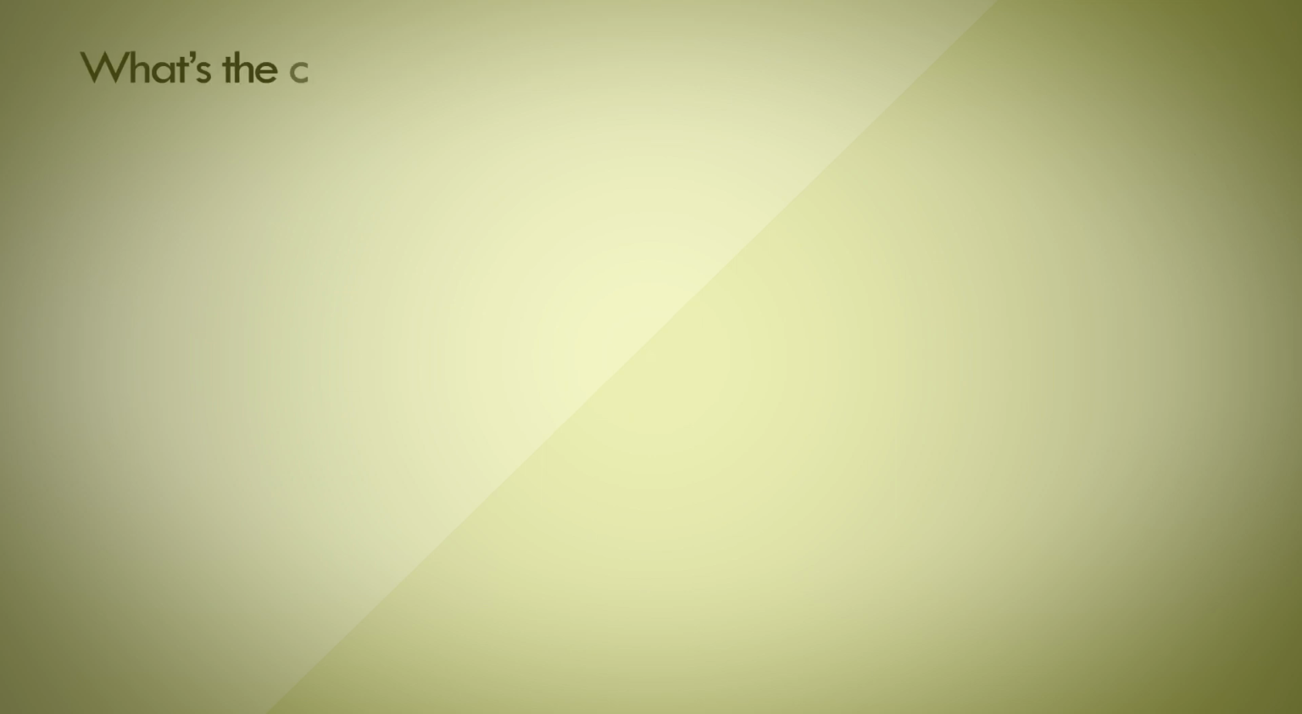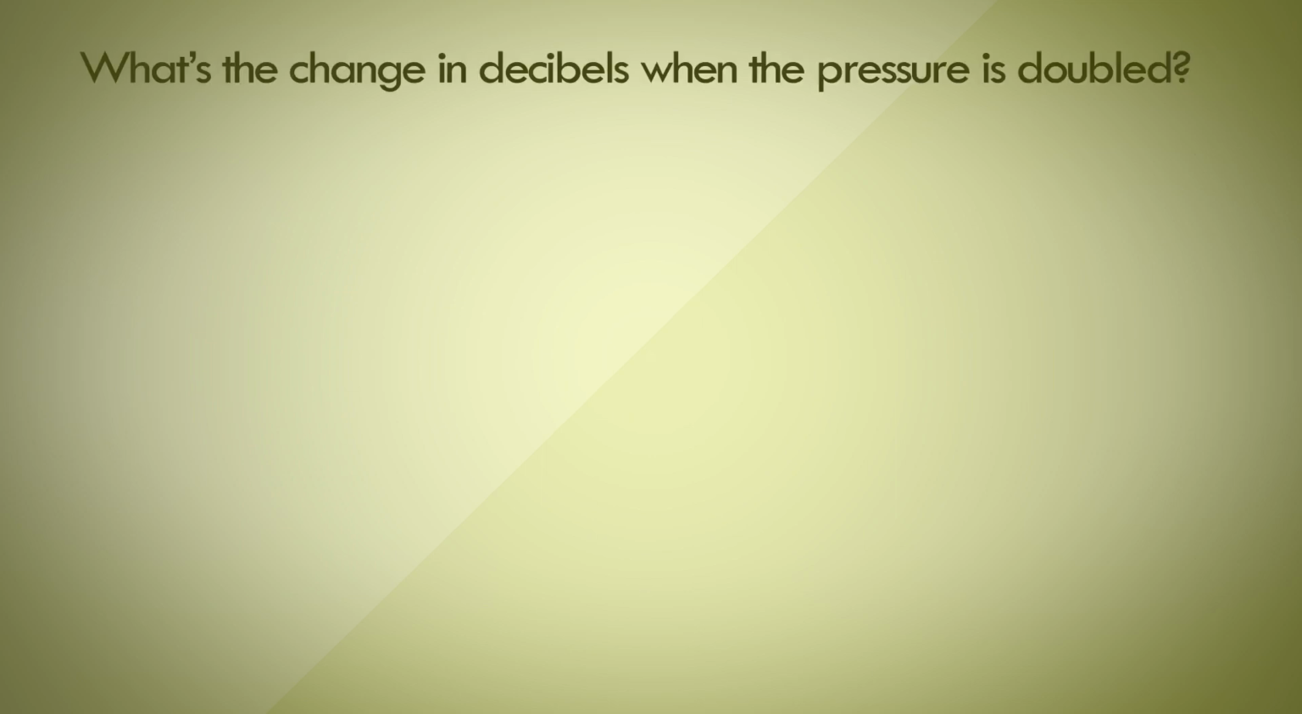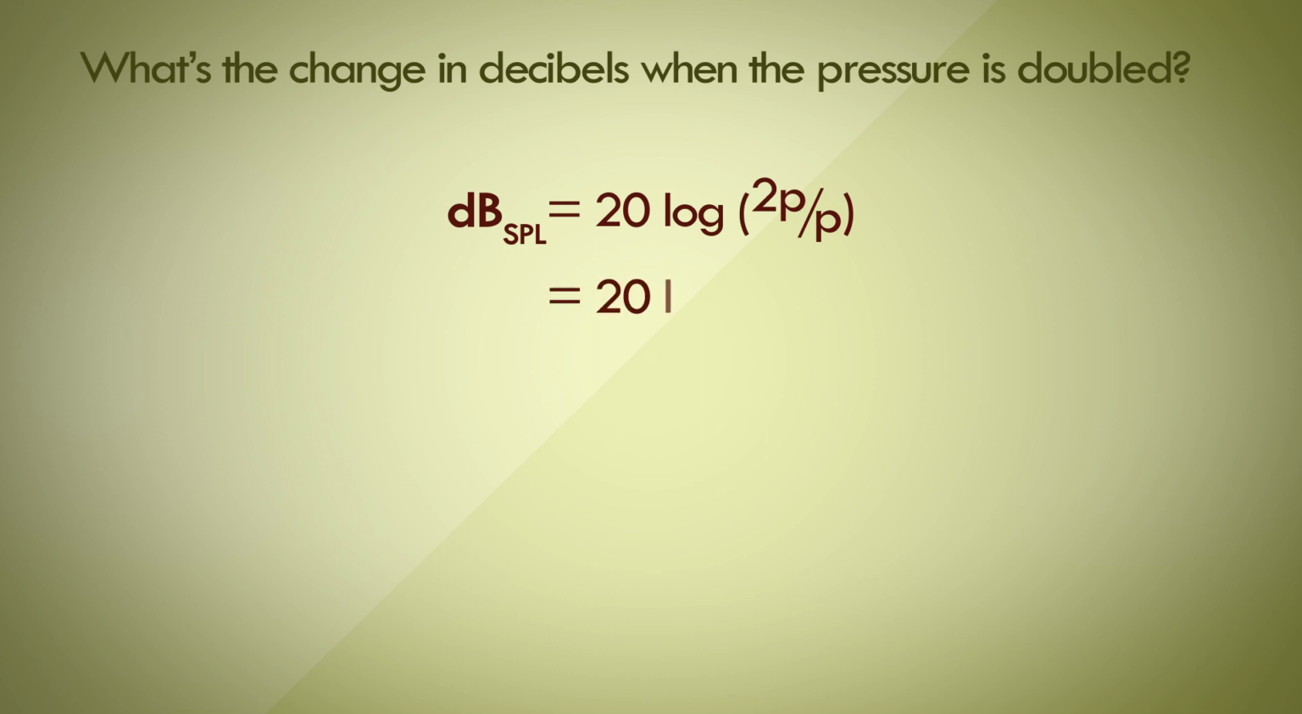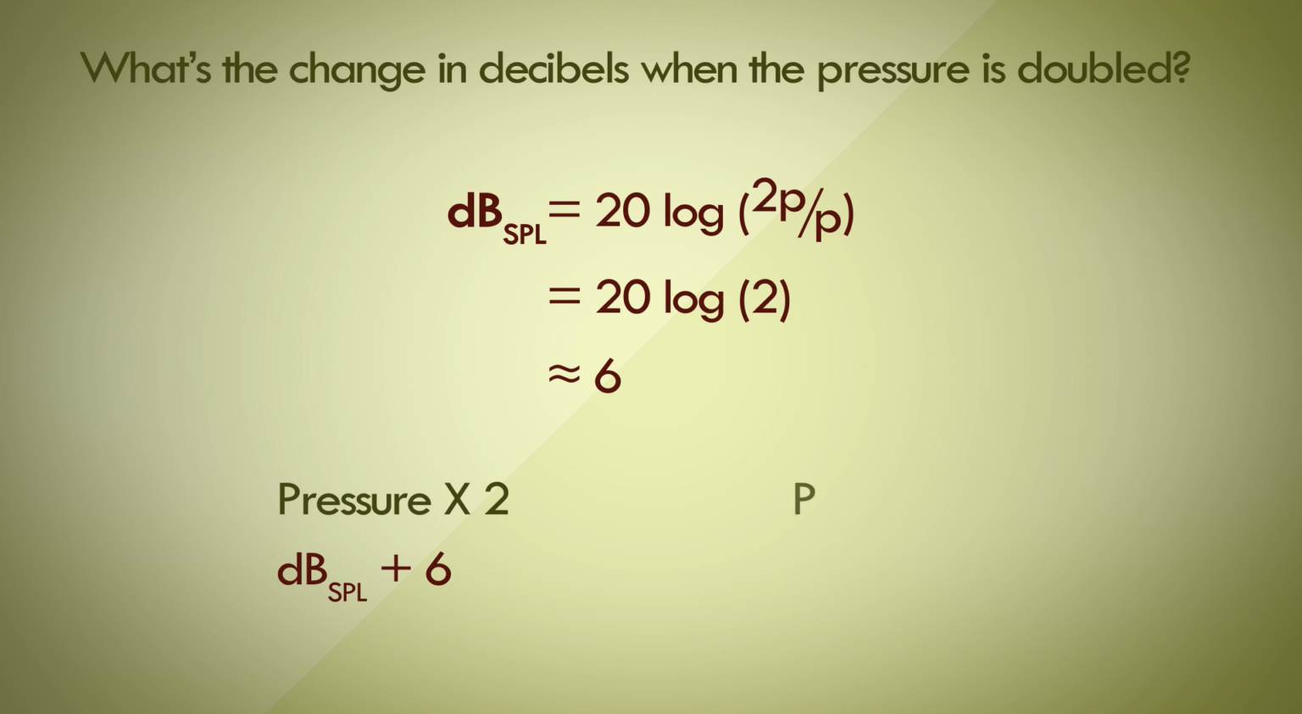Next, what's the change in decibels when the pressure is doubled? If we double the pressure, what would that mean on the decibel scale? Let's find out. If a pressure value is twice the original, then the calculation just boils down to 20 log 2, which is around 6 decibels. So every time pressure is doubled in pascals, the decibel scale increases correspondingly by 6 decibels. Similarly, if the pressure is halved, the decibel scale reduces by 6 decibels.